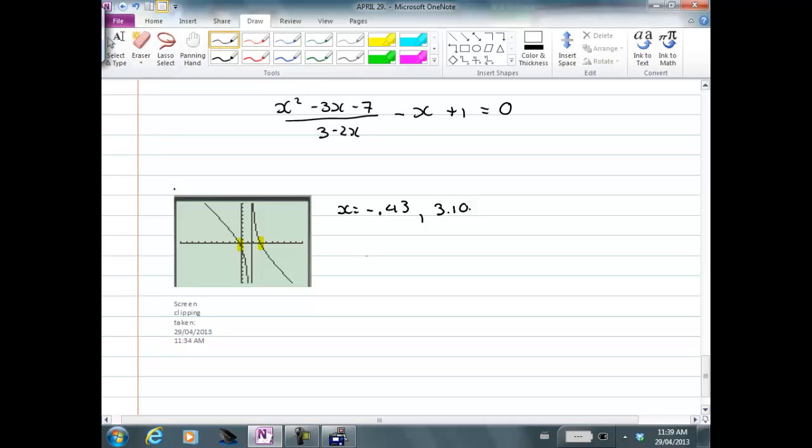But now, I'm going to ask you to solve it algebraically. Here comes the fun part. X squared minus 3x minus 7 over 3 minus 2x, minus x plus 1. To solve it algebraically, remember it's all about LCD, just like grade 8 style.